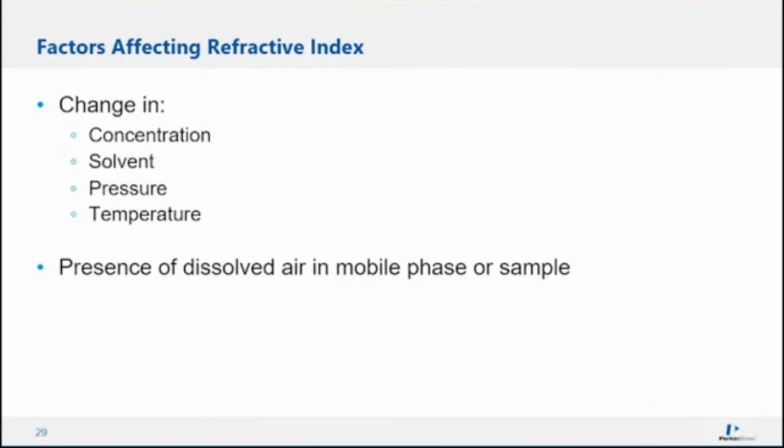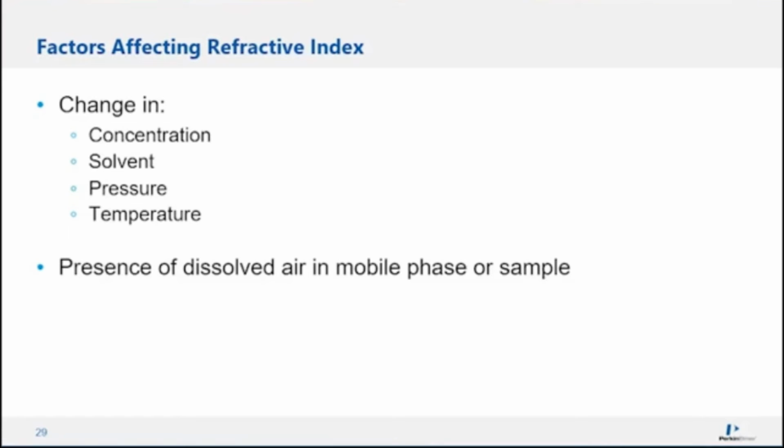Some factors that can affect the response of the detector are changes in concentration, changes in the mobile phase, whether in the sample cell or the reference cell, pressure, and temperature. Most refractive index detectors generally contain a heater for the sample cell or for the sample and reference cell to maintain temperature constant, slightly above room temperature. Dissolved air in the mobile phase can also affect the measurement.